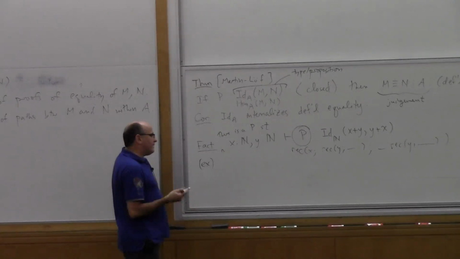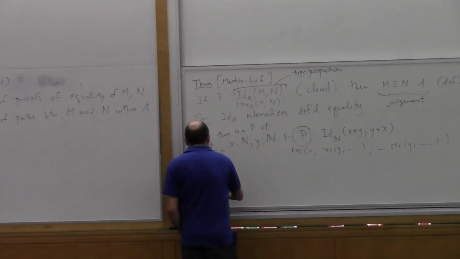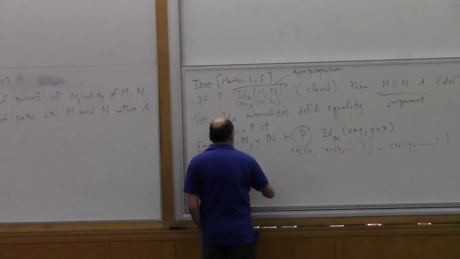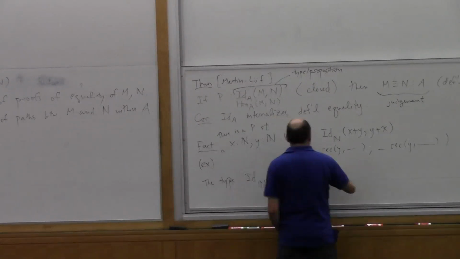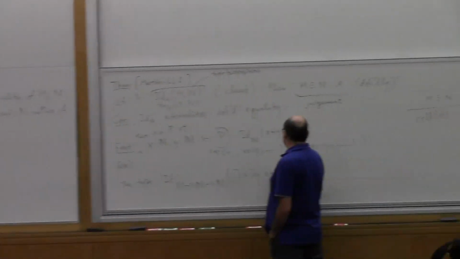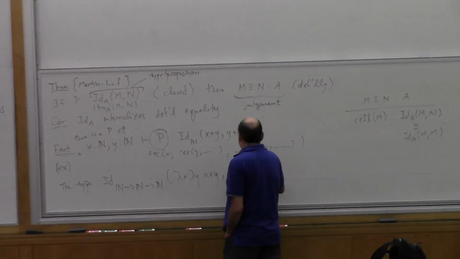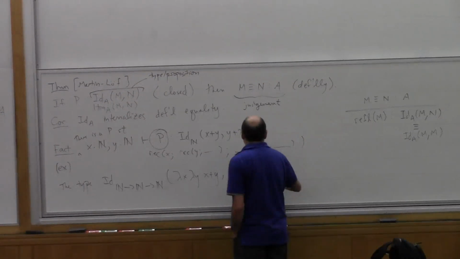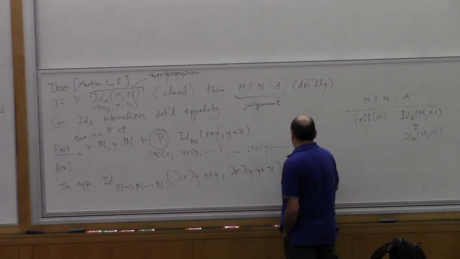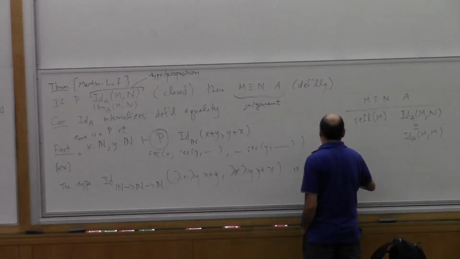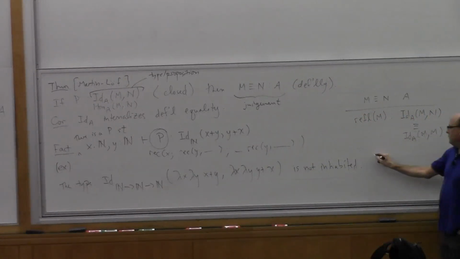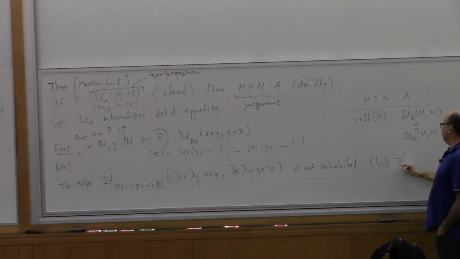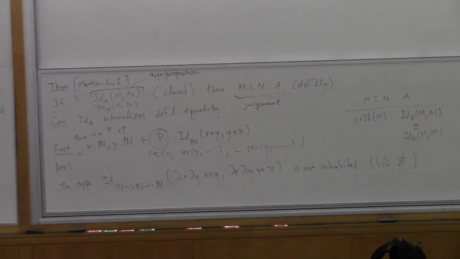Now, unfortunately, here we have the following fact. The type id, let's write it, n arrow n of lambda x, lambda y, x plus y, lambda x, lambda y, y plus x, in fact, is not inhabited. It has no proof. Why? Because they're not definitionally equal. And I'm applying Martin-Löf's theorem.